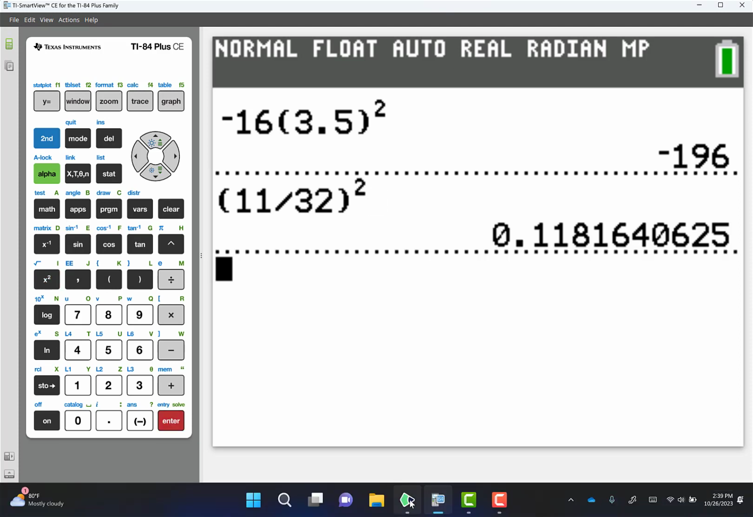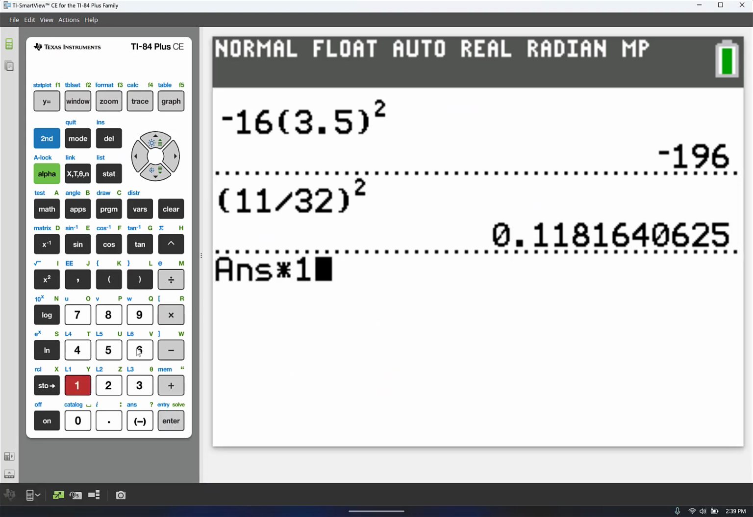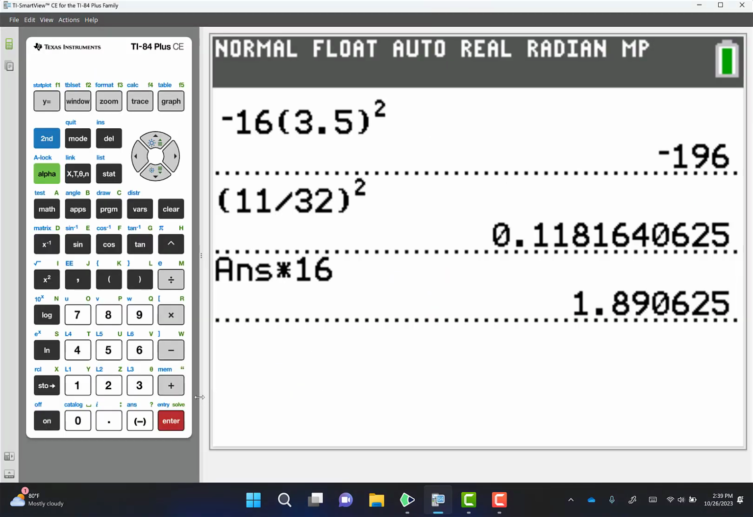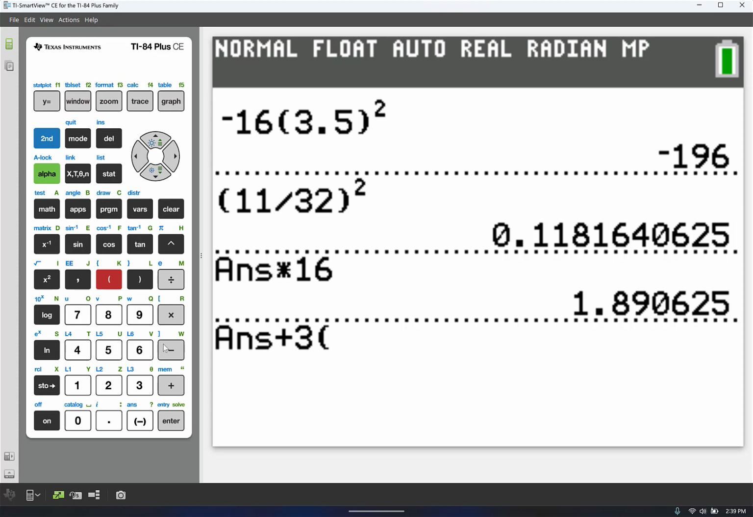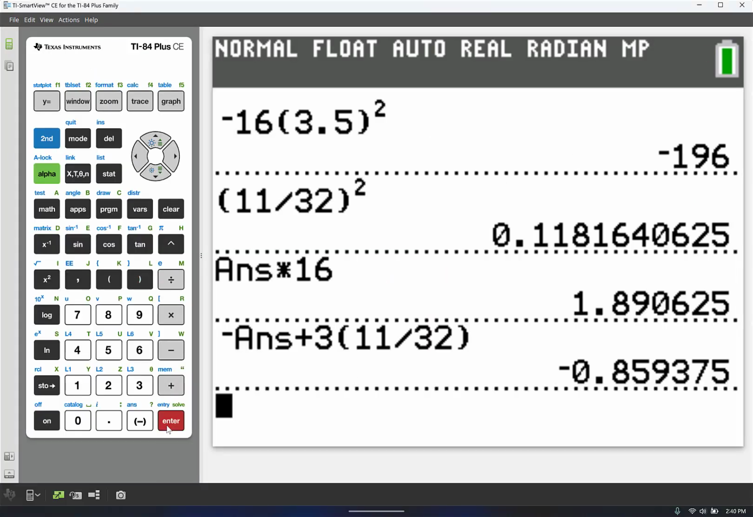No, I haven't even taken attendance. So there it is, and I multiply that by 16. Times 16. Boom. So now I got that, and then I'm going to add 3 times 11 over 32. Oh, hold on. That should have been negative, right? Okay. Let me go ahead and put a negative. Negative second answer plus 3 times 11 over 32. Have I confused anyone? Yeah, we're good. All right, enter. So there it is.